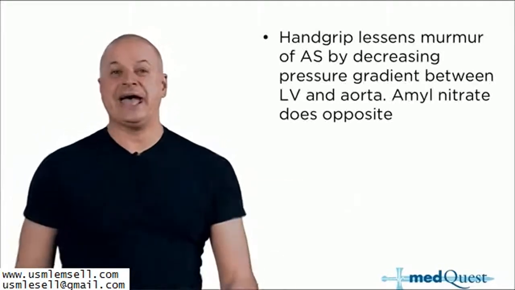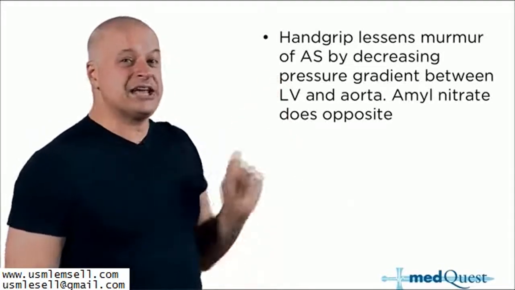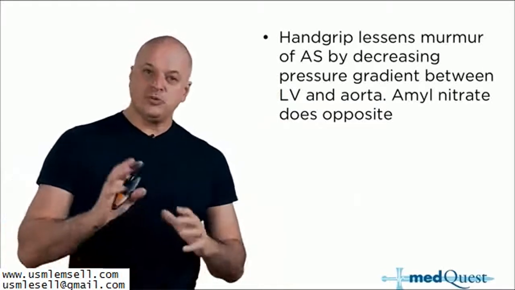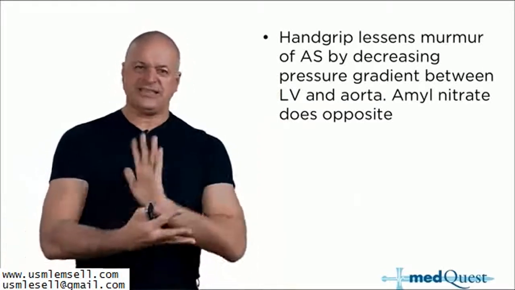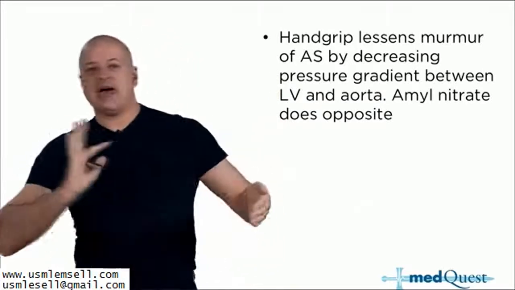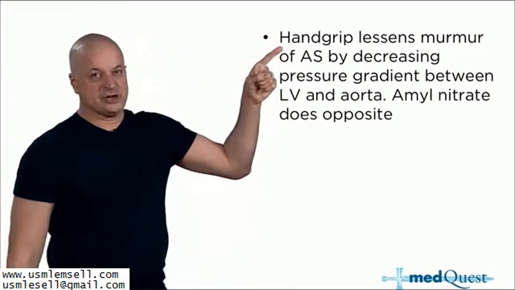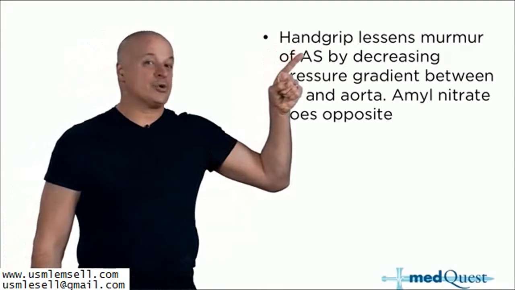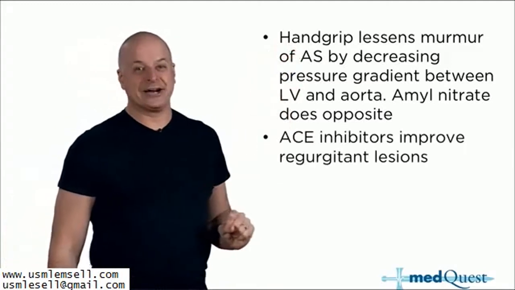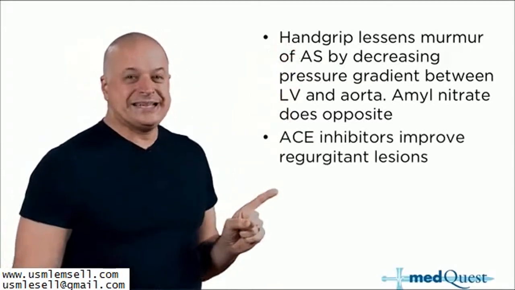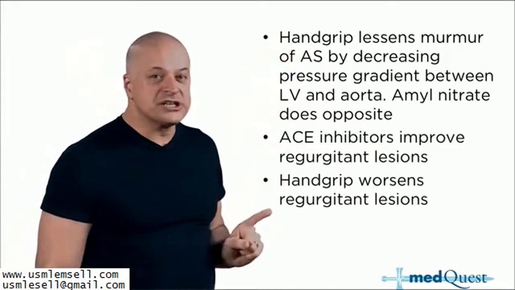Period. And that's it. Hand grip will lessen aortic stenosis because when you increase the pressure in the aorta, blood can't get out, and you decrease the murmur of aortic stenosis by making the aortic pressure higher. ACE inhibitors improve regurgitant lesions.